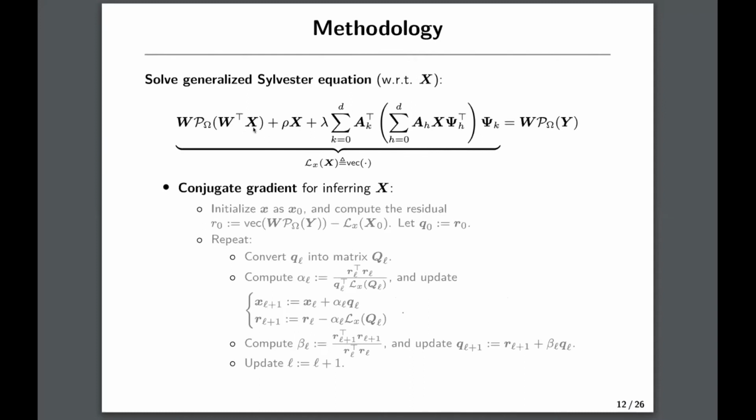In this research, we can rewrite this formula as a generalized Sylvester equation. The generalized Sylvester equation is also a matrix equation. We can convert this Sylvester equation into a standard system of linear equations. So in this research, we use conjugate gradient for inferring X. We first initialize X as X0 and compute the residual. Then we update the equations by using update rules. Finally, we can get a convergent value.